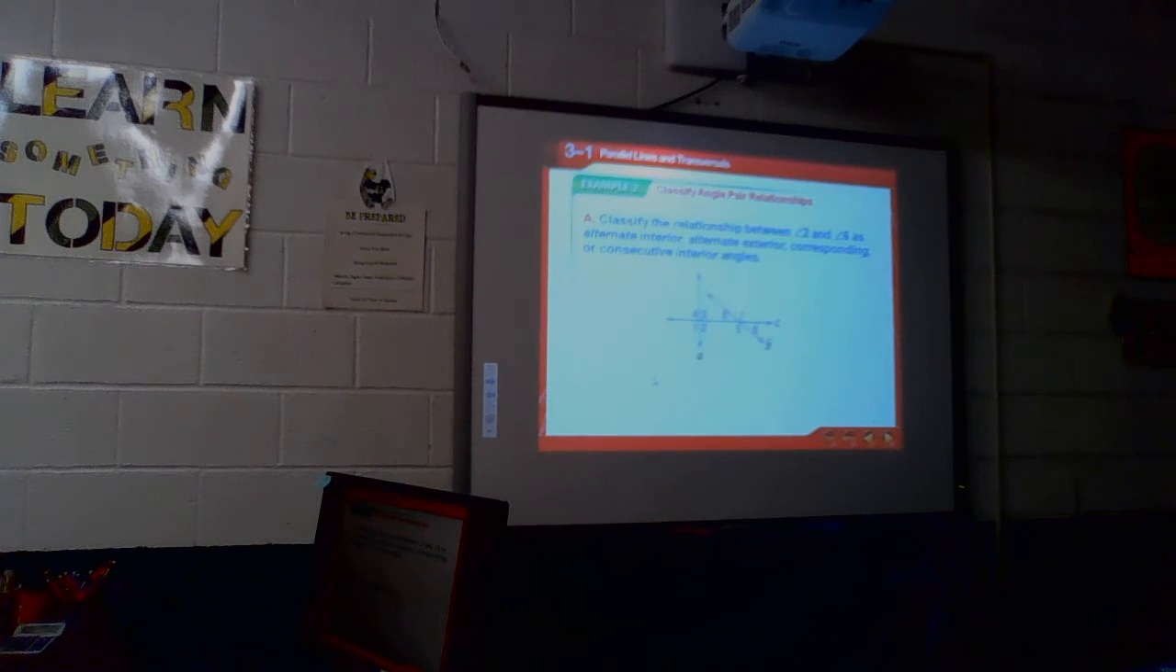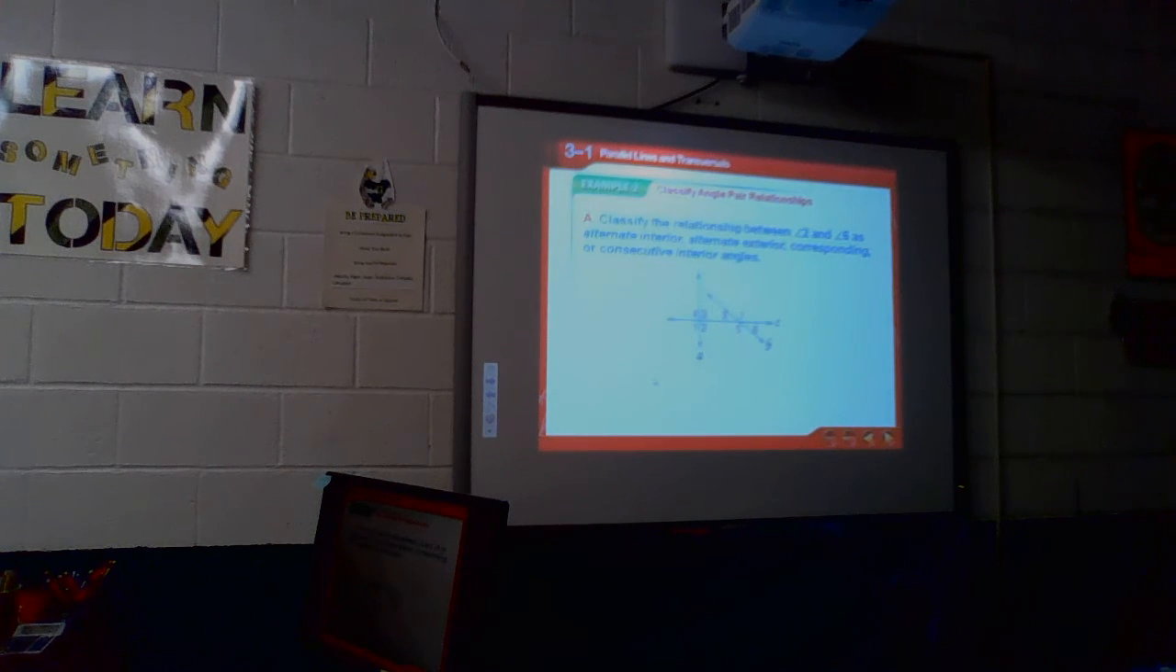So classify the relationship between 2 and 6 and tell me what is the transversal of the problem. So 2 and 6 would be considered what of our 4 groups here, or 3 through 6, right? They could be consecutive interior, alternate exterior, or corresponding. Again, we're not going to really use 1 and 2 as an answer for anything in our assignment, quiz, test, or anything like that.